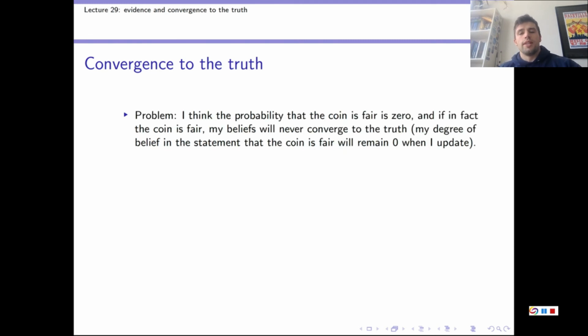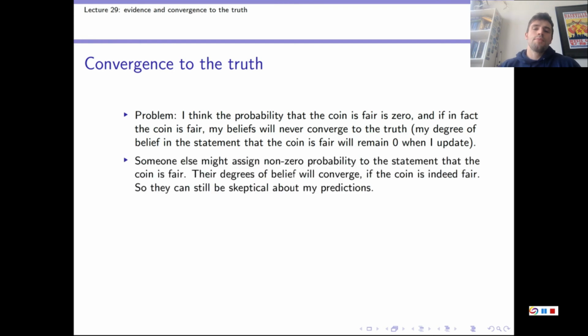Now, one slight problem with this is the following. What if I was just wrong about the coin being biased? Suppose, for example, that the coin is actually fair. Then no matter how many coin flips I observe, because I assign probability 0 to the statement that the coin is fair, I will never learn that it's fair on the basis of my coin flips. If someone else believed the coin was fair, and we were both sat there flipping it, then that person's beliefs would converge on the true chances, but mine never will. Because if I believe there's a 0% chance the coin is fair, then my degree of belief that the coin is fair, given any outcome, will still be 0. When I update my beliefs using Bayes' theorem, it just remains stuck at 0.